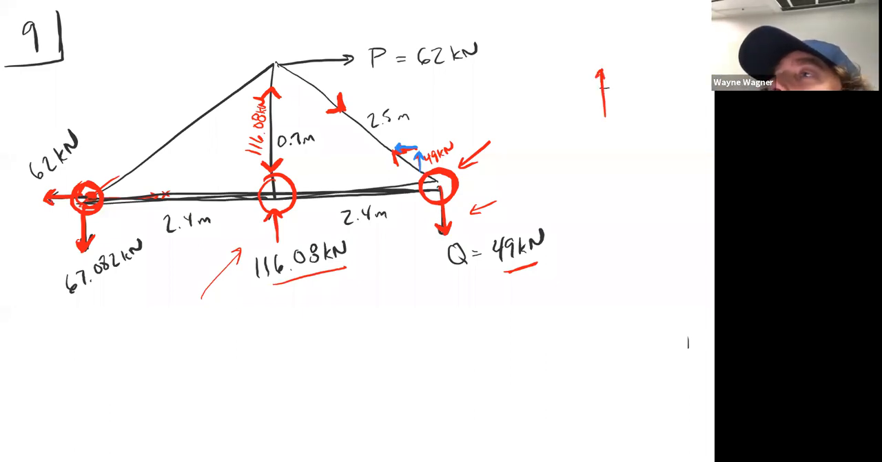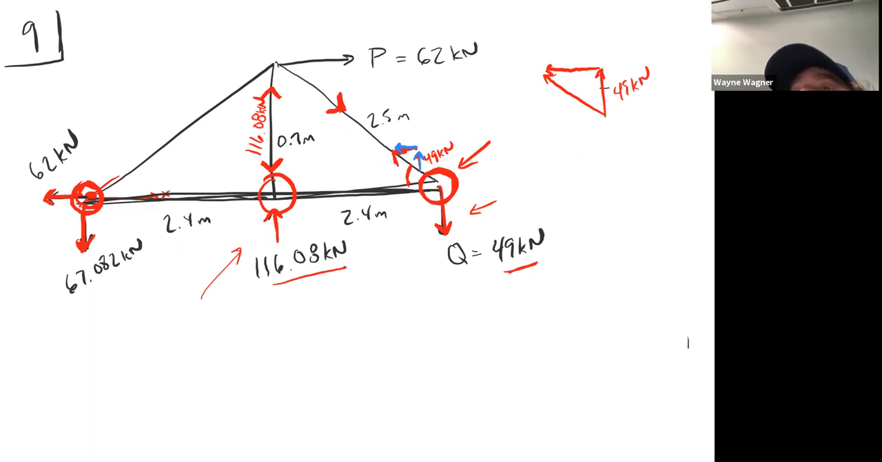So I know a triangle. I know this is 49 kilonewtons, and I need to know what this side is. And it would be nice to know this side because that's going to help me out later. So we kind of need an angle here, right? And so, well, we can get this angle. We'll go ahead and do the trig.